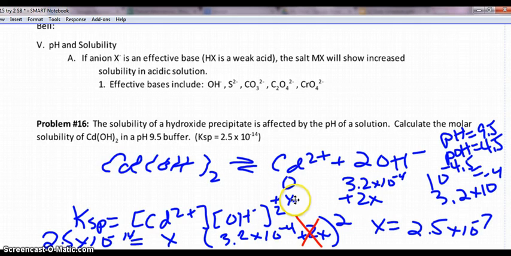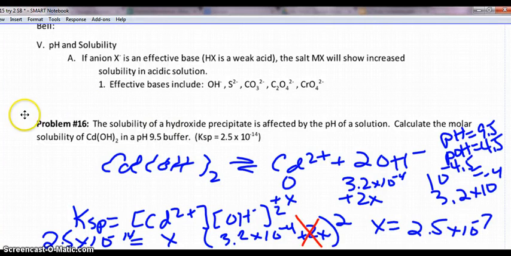We're obviously going to add x and add 2x, but look what happens here. When I put this in the equation, I don't need to count this plus 2x, and your math gets so much easier. So don't forget to square the 3.2 times 10 to the negative fourth, and there we go. So x times this number squared equals 2.5 times 10 to the negative 14th, and x is equal to 2.5 times 10 to the negative 7th. I'm so sorry, I left off my units, moles per liter, if you want to write that in.